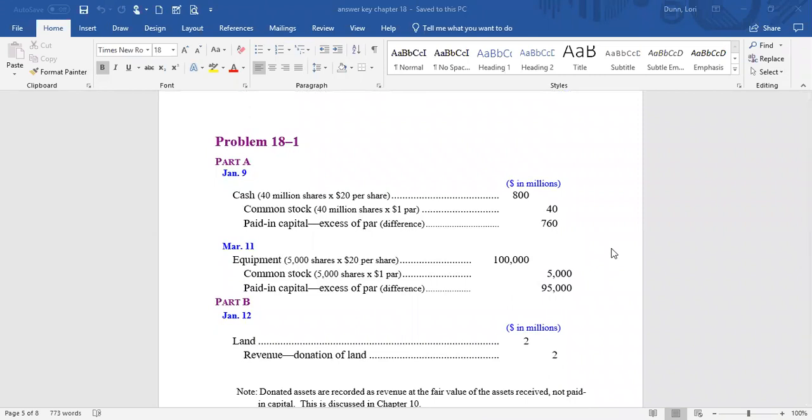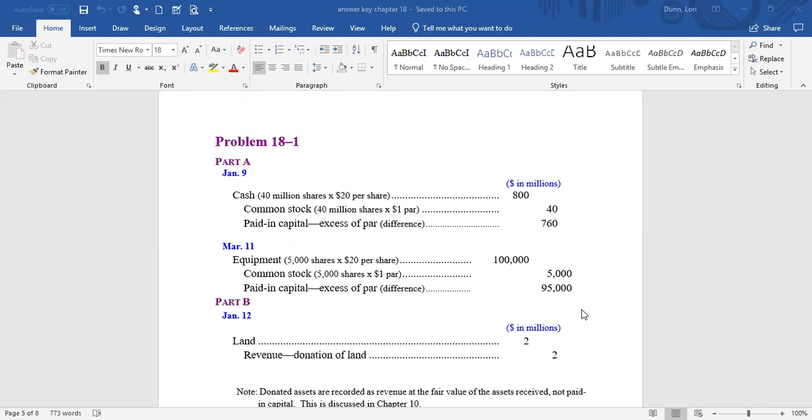In Part A, during its first year of operation, the McCollum Corporation entered into the following transactions relating to shareholders' equity. The corporation was authorized to issue 100 million common shares. So remember, that's the most that they can sell. $1 par per share, that's the minimum liability of the stockholder. So we always want to make sure the shareholder pays at least par value.